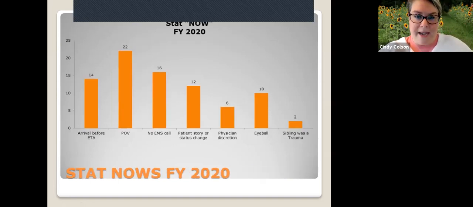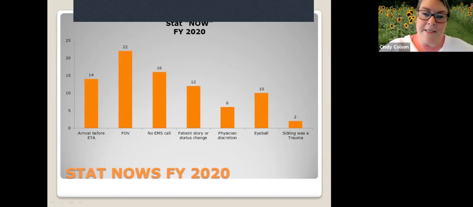And then when we look at our stat nows, one thing about them is that most of the reasons on this slide for why we have a trauma stat now, we can't control. We can't control if an ambulance gets here before they say they're going to. We can't control people just walking in the door. We can't control EMS. We do follow up whenever they don't call and it is a trauma stat now. However, we can't physically control that. Also, the patient's story can change or the status can change en route to the hospital. We can't control that either.